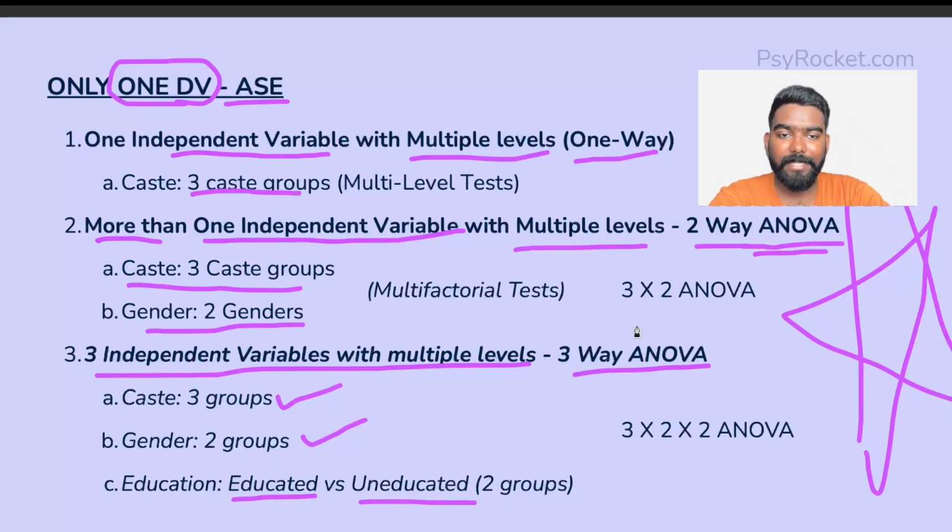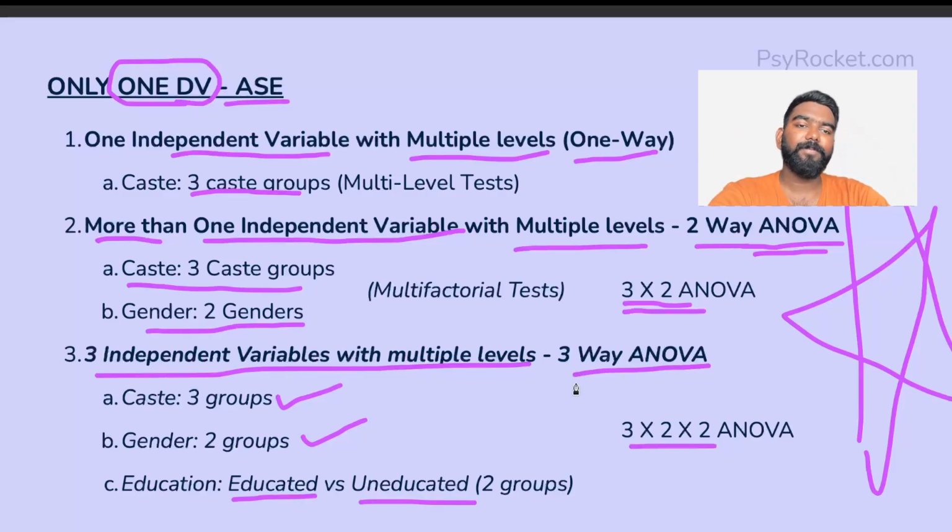And these represent levels within each variable. Suppose caste has three groups within it, and gender has two groups, then we will call it 3 into 2. If there are three caste groups, two gender groups, and two education groups, then we will call it 3 into 2 into 2. In such a way, many different combinations are possible: 3 into 2 into 2, 2 into 2, 3 into 4 into 5 into 6.